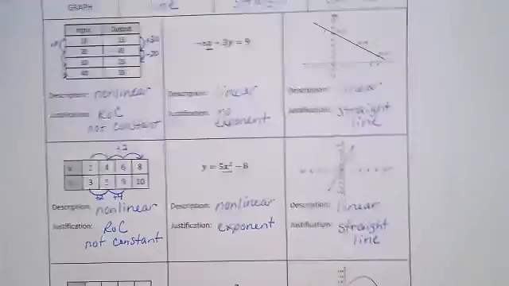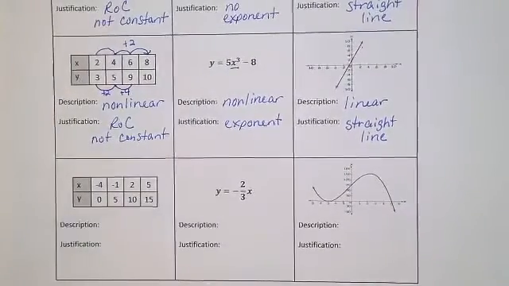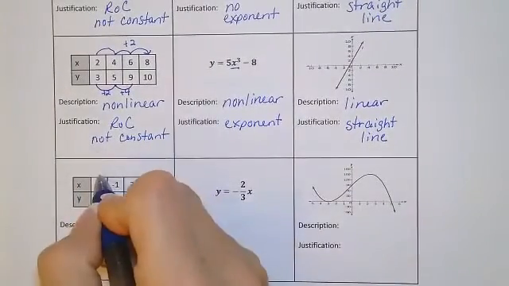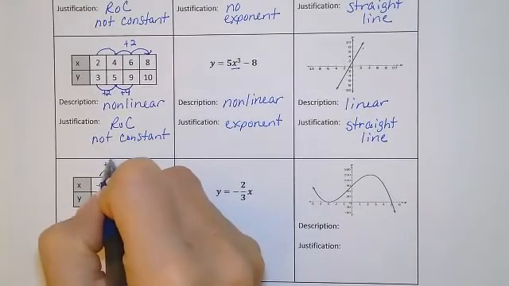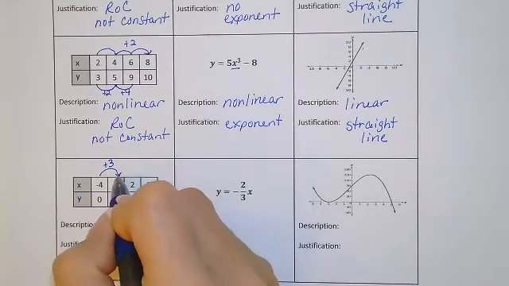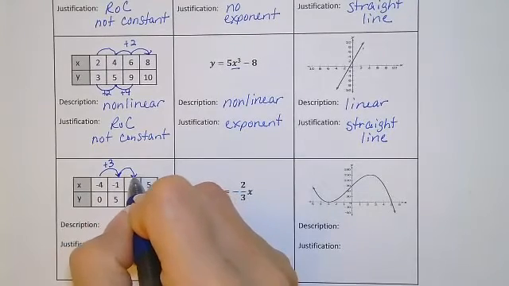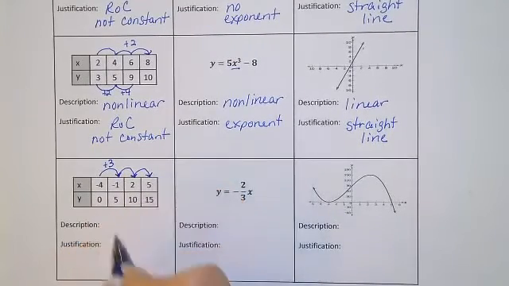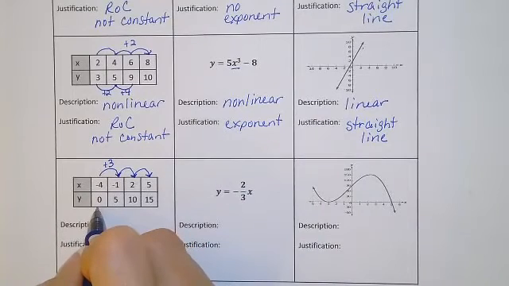All right, last three. In this table, we're going to check the rate of change. From -4 to -1 is an increase of 3. From -1 to 2 is also an increase of 3. And from 2 to 5 is an increase of 3. So far, so good. Now let's look at the bottom.